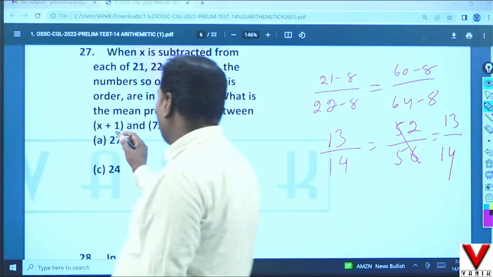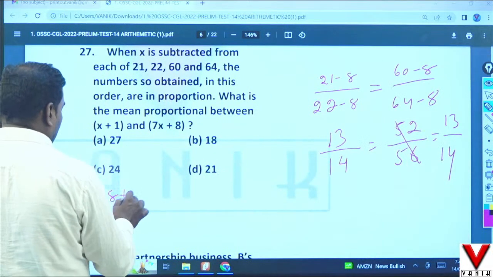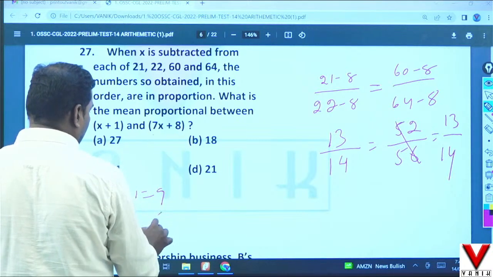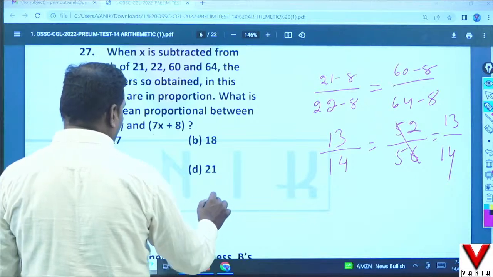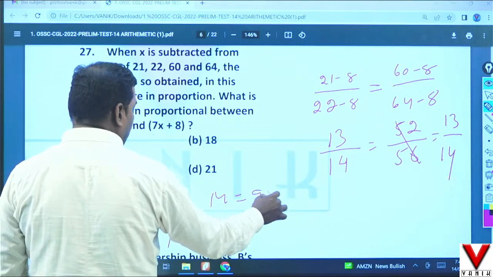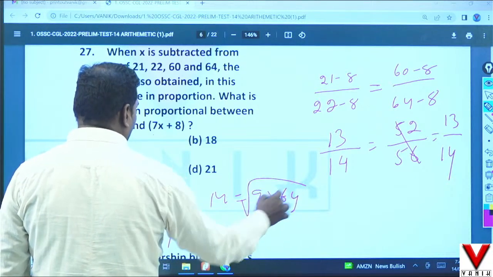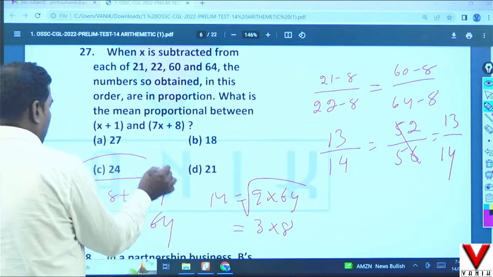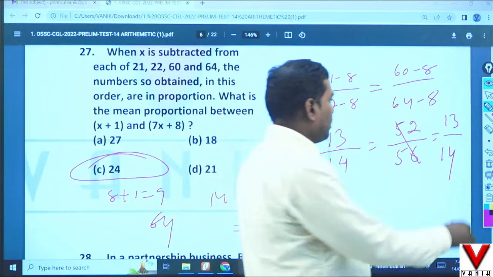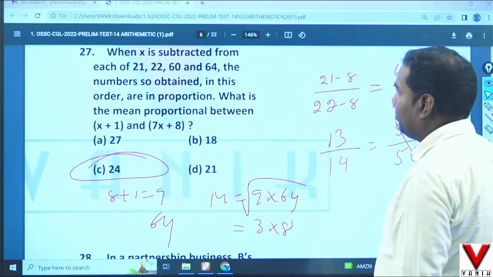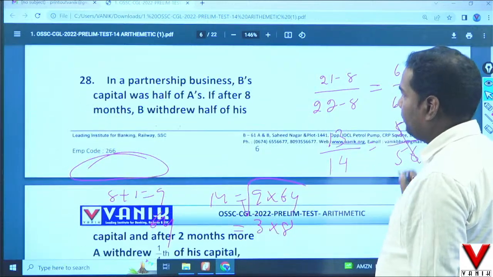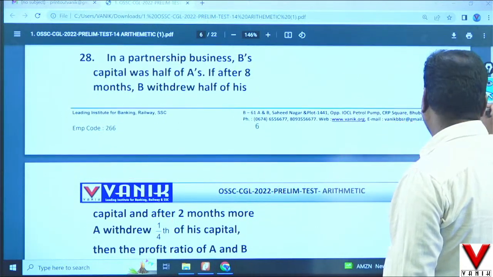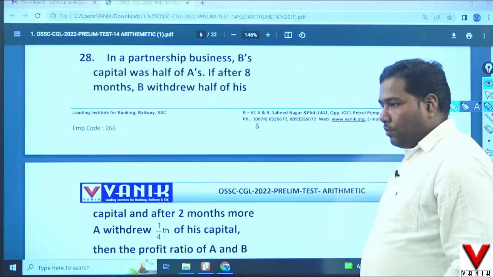Then x plus 1 means 8 plus 1, which is equal to 9. 7x plus 8: 7 times 8 is 56, plus 8 is 64. We have to find out the mean term. The mean term is equal to the root of 9 into 64. That means 3 times 8, which is 24. Option C is our correct answer. Come to the next number.